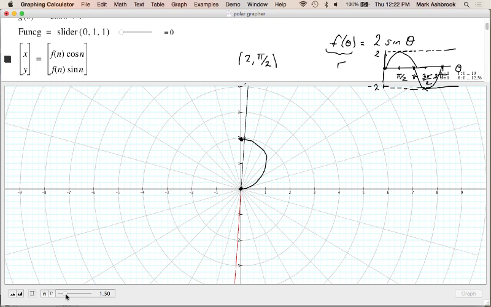So as you go from pi over 2 to pi, imagine that r value decreasing back to 0 again. What will it look like? You said it looked like a mirror of the first thing. Yeah, exactly. So let me turn on that point and show you. See it?